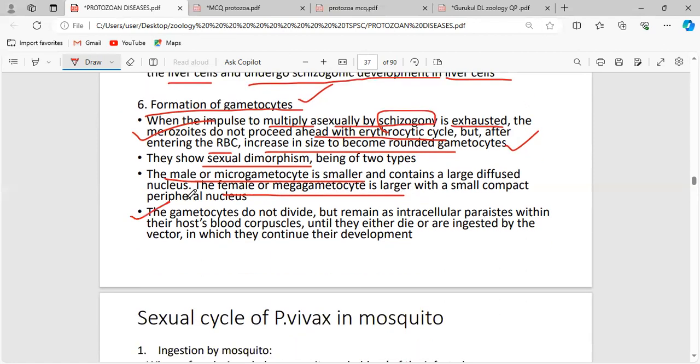Now, these gametocytes do not divide, okay, because they are ready to get into the body of the mosquito to complete the sexual part of the life cycle. So, the gametocytes do not divide, just waiting for the mosquito to take them. Okay, but they remain as intracellular parasites within their host blood corpuscles until they either die or are ingested by the vector, that is the mosquito, in which they continue their development to continue their sexual cycle.